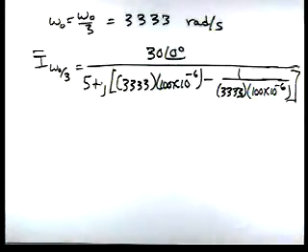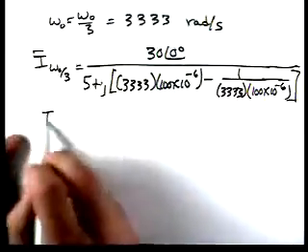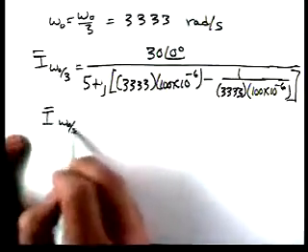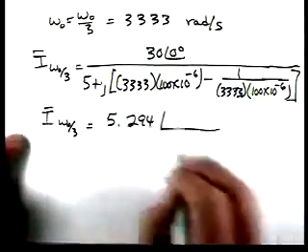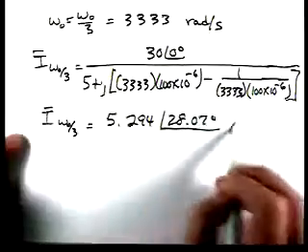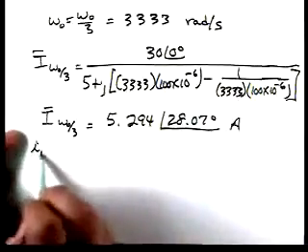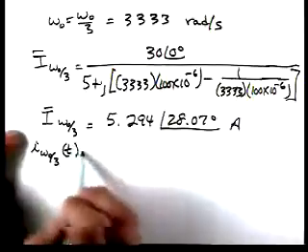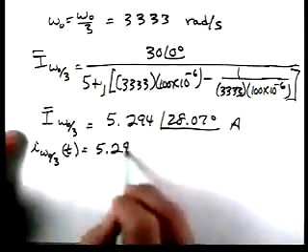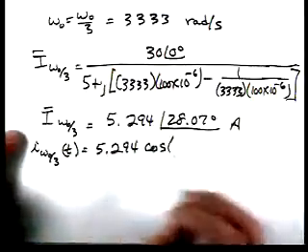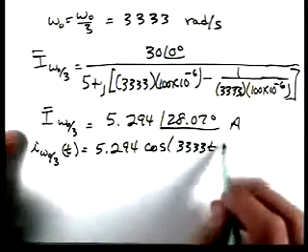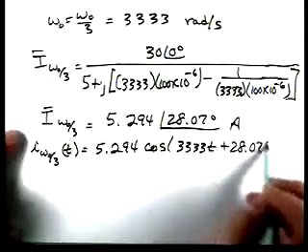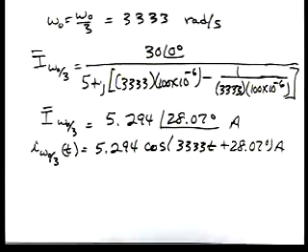And if we perform that calculation, I of omega naught over 3 then is 5.294 at an angle of 28.07 degrees. So i of omega naught over 3 of t is 5.294 cosine of 3,333 t plus 28.07 degrees amps.